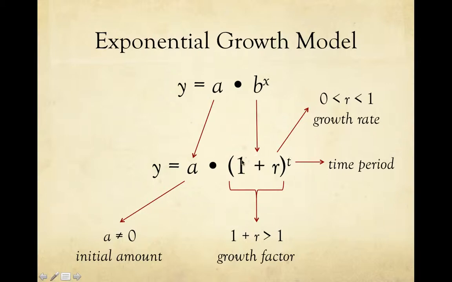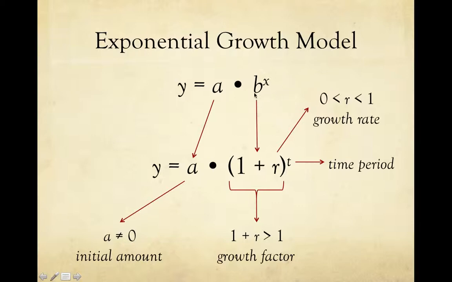By adding it to 1, we end up with a number that will be bigger than 1, so that we have a growth factor. So basically, any time that you are told growth as a percentage rate, you're going to want to use this form of the equation. But you can also use this form. And usually that's in cases where instead of a percentage rate of growth, you're told that the growth doubles or that the growth triples. In other words, you're multiplying by 2 each time, or you're multiplying by 3 each time.